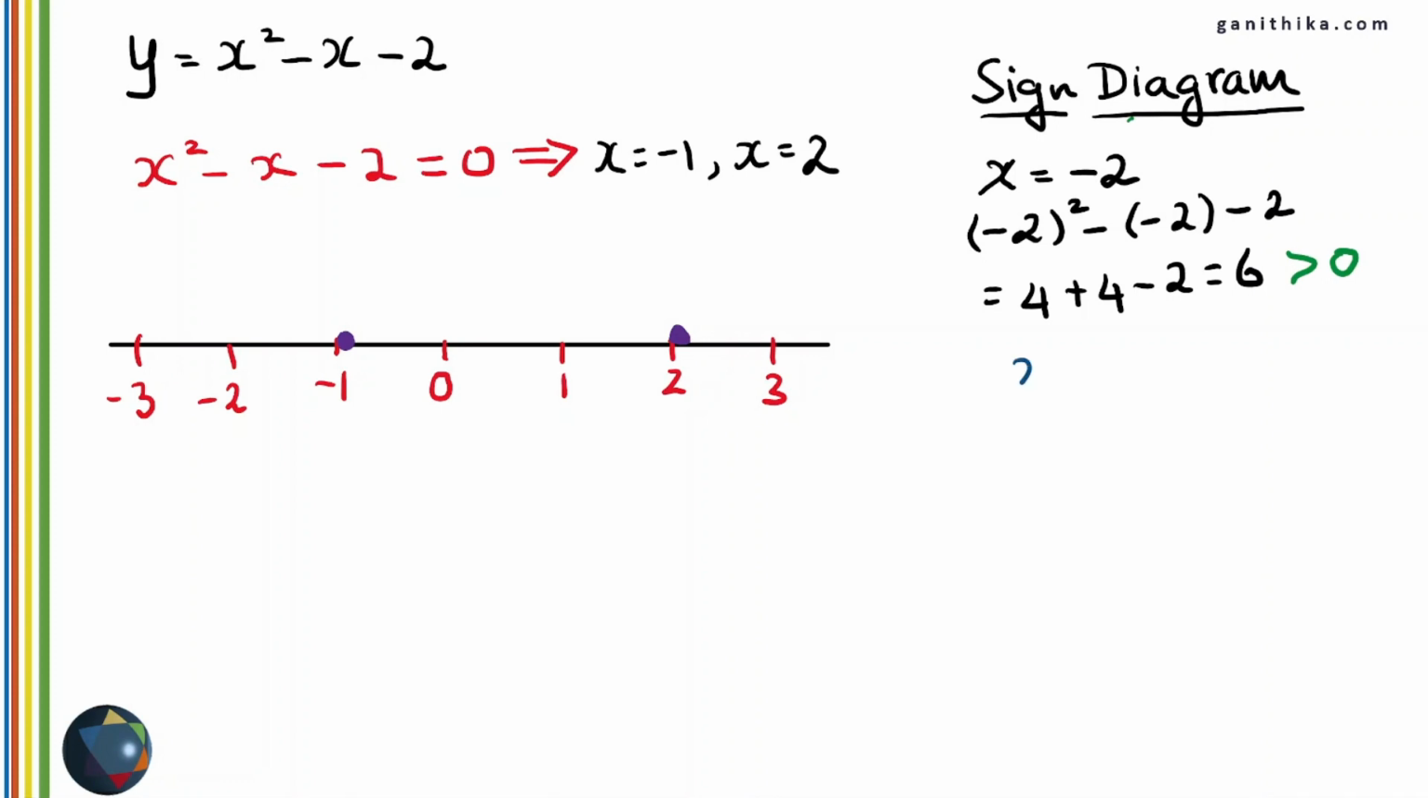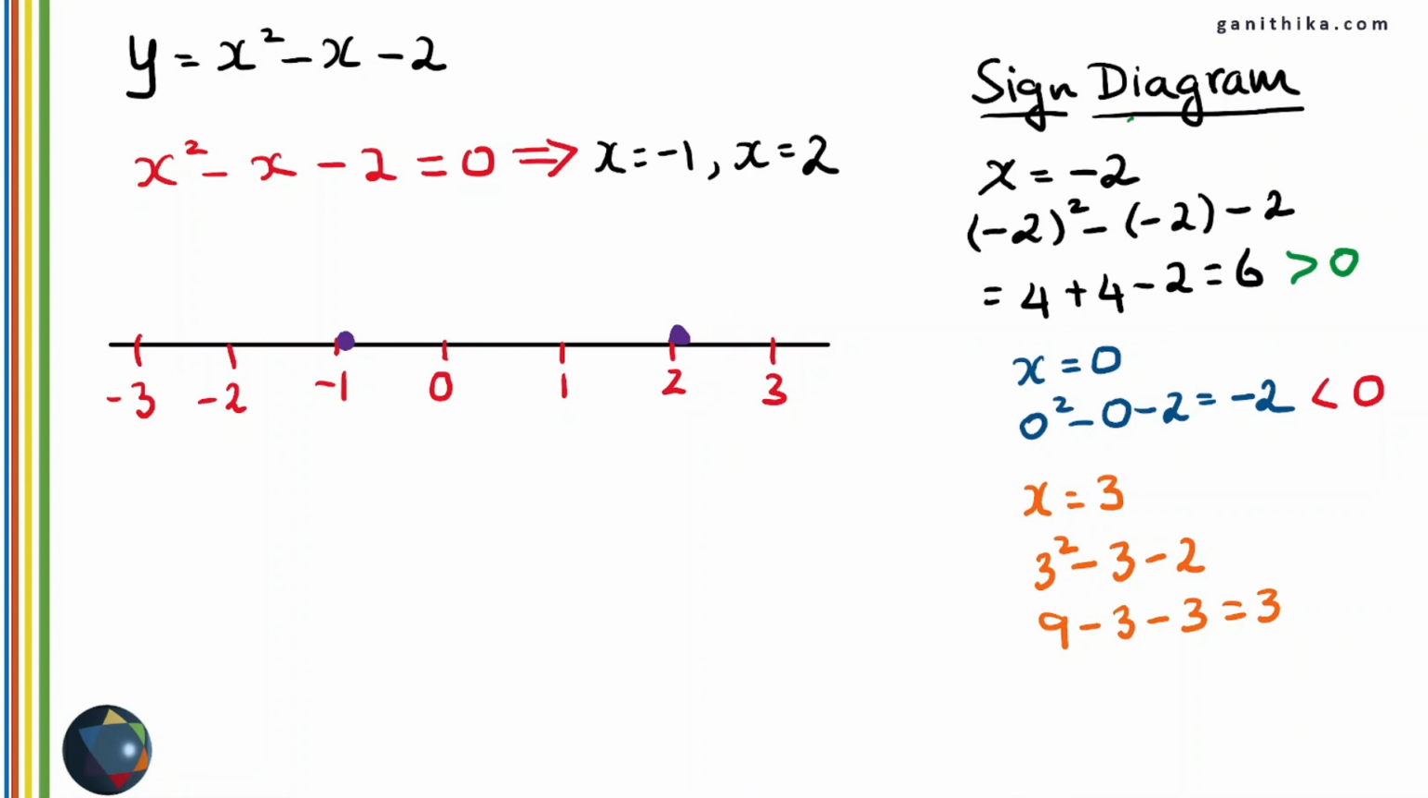Now let's choose 0 as a number between -1 and 2 and substitute in the equation. The value we are getting is -2, which is a negative number. Therefore, the sign of this number is less than 0. Now choose x = 3 for the number after 2, in which case we are getting the value of the equation to be 3, which is positive.